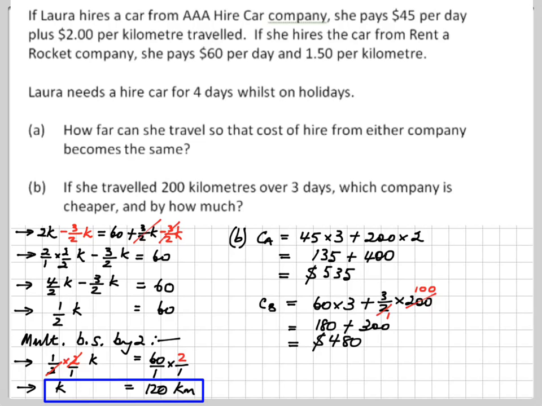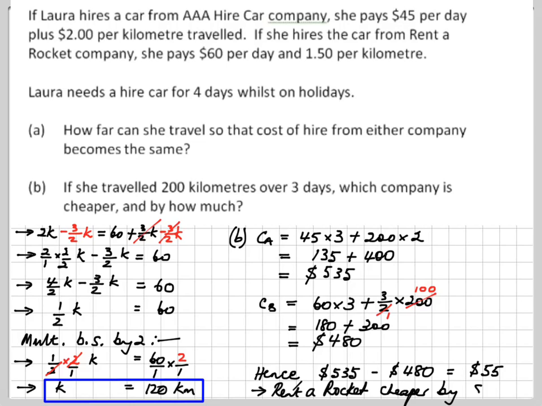Goodness me, now just look at that. See, the Rent-A-Rocket company is cheaper than the AAA company, even though it was dearer to hire per day. It just depends on how many kilometres you're going to do. Isn't that interesting? So therefore, we've got Rent-A-Rocket is cheaper by $55. Good grief. How do you like that? So do your sums, guys, if you're going on holidays.